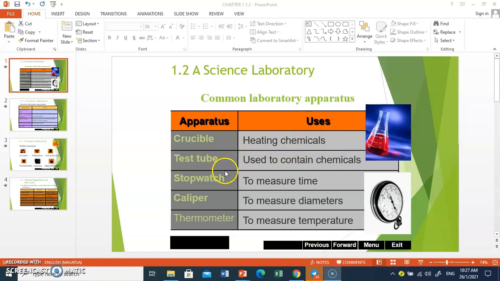Next, test tube. Test tube is used to contain chemicals. Stopwatch, like this, to measure time. Calipers, like vernier caliper, to measure diameters. For example, diameter of a book. Thermometer to measure temperature.